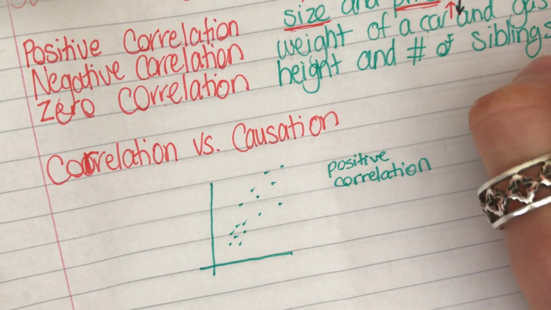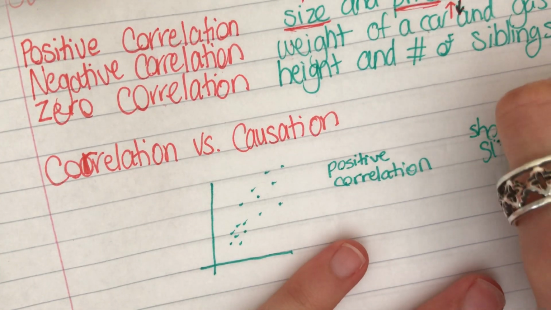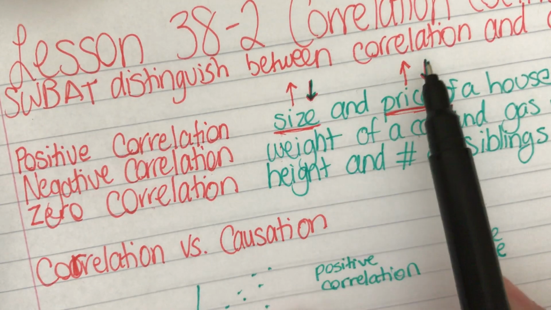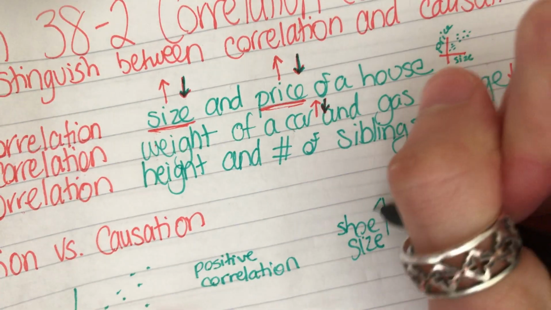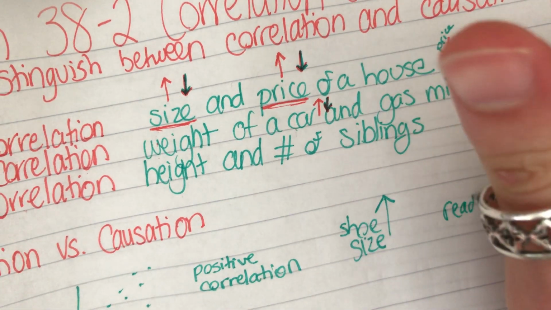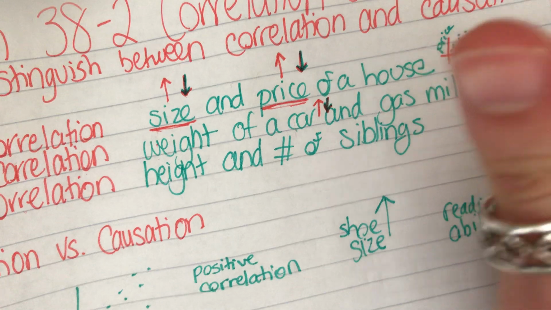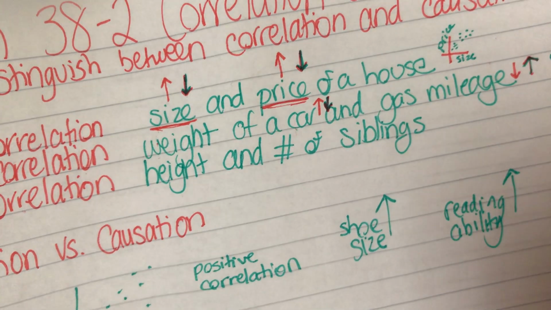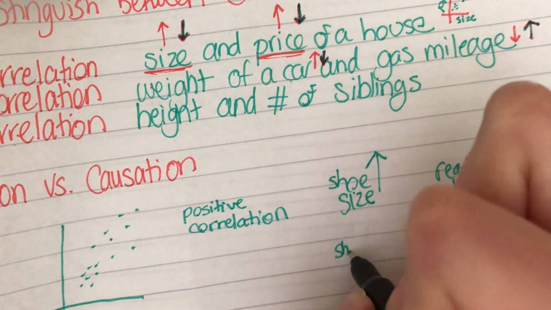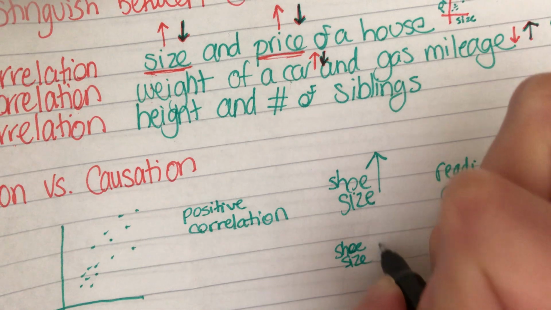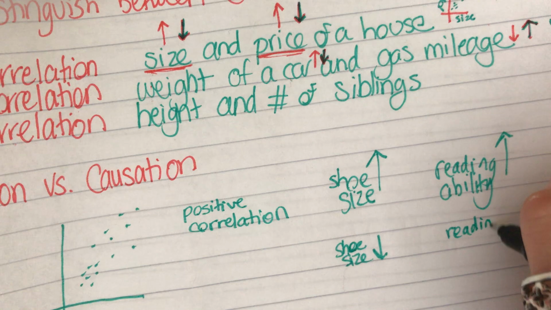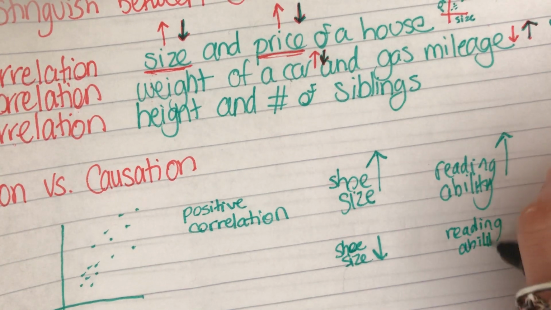So what that means is that, again, this is a positive correlation, so look up here. If one goes up, the other goes up. If one goes down, the other goes down. So if you have a higher shoe size, that would indicate that your reading ability is also higher. But what if your shoe size is really small? That would mean that your reading ability would also be really low.